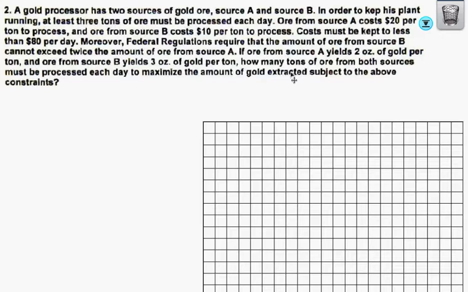So, to begin with, we need to define our variables. I look at the question in order to give me a focus on what those variables should be. It's asking how many tons from both sources must be processed. So right there, I want to find out how many tons from source A and how many tons from source B I need to process in order to maximize the amount of gold extracted.